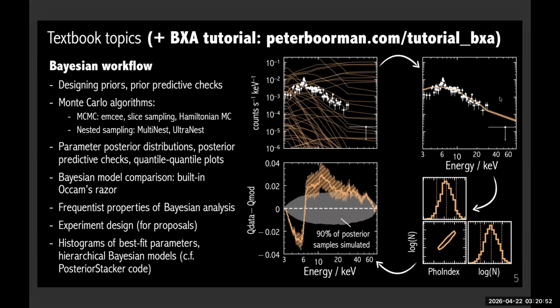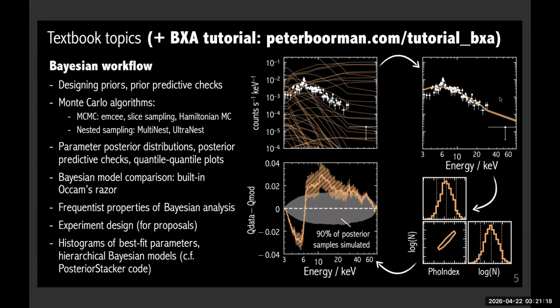We also, in the textbook and in the exercises a bit, cover the frequentist properties of Bayesian analysis, and this idea of experiment design, where in reality, this whole process would be a continual loop where you might redesign a new experiment to get more data to try and constrain a particular parameter, or you might even do this loop with the same data, update your priors, and continue in that way.